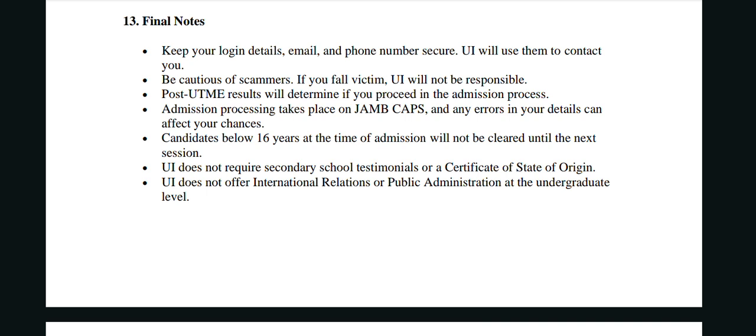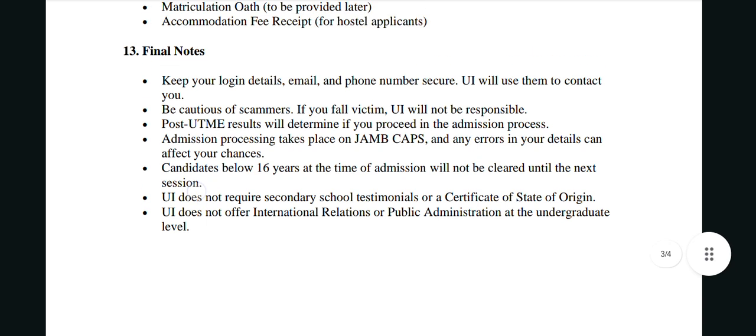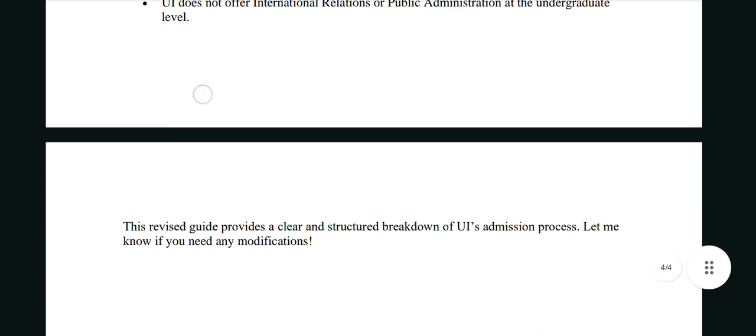So UI does not require secondary school testimonials or certificate of origin specifically. So secondary school testimonial is not required at all, but state of origin certificate might be required. Some courses are not available in UI, like international relations, public administration, and all that. You can check the videos where I talked about admission requirements and the cutoff marks. So you see the courses that are available and the newly introduced ones. So it's very important you take notes.